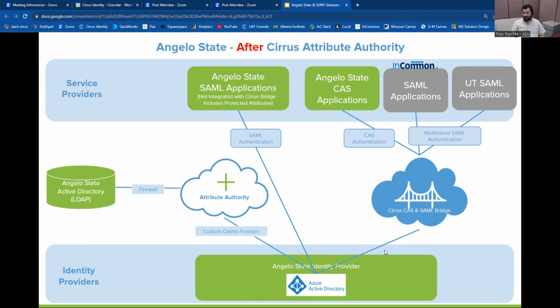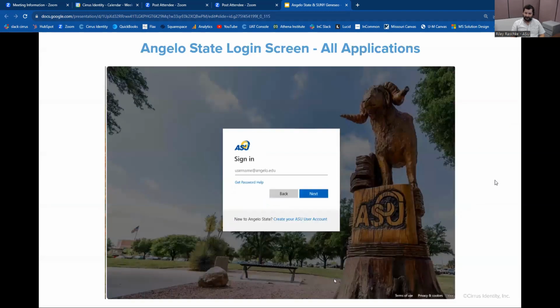And on the right, we have the bridge, or the two bridges, that are involved in CAS all the time, and the SAML apps that need a middleman beyond Azure, where they're doing either InCommon or some other Shibboleth scenario that Azure may not necessarily support 100%. So it's a good place to be. I'm really liking how it turned out. And I think we can go to the next one.